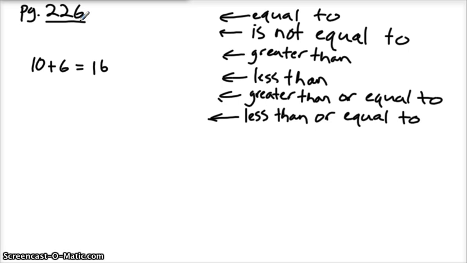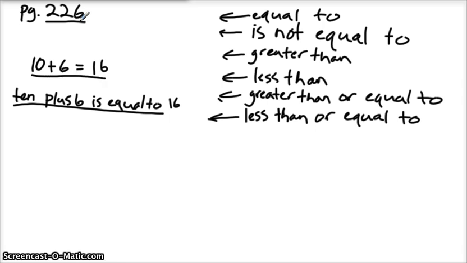Now a word sentence would be saying 10 plus, I'm just going to write it out, 10 plus 6 is equal to 16. Okay, that is a word sentence. So we got number sentence and word sentence. So obviously numbers have number sentence and a word has word sentence. So let's go through some of the words that we'll see and put them in their math symbols.